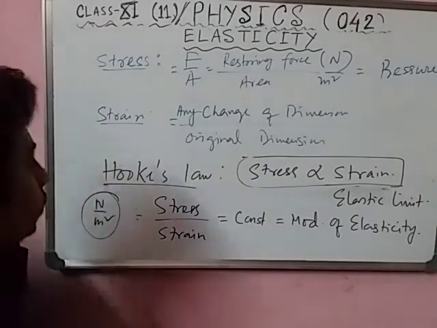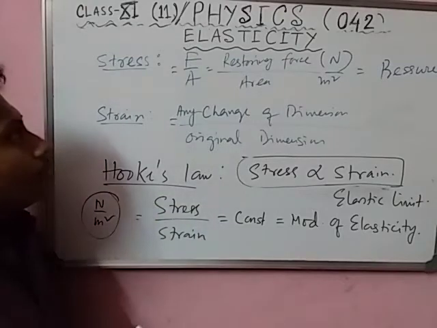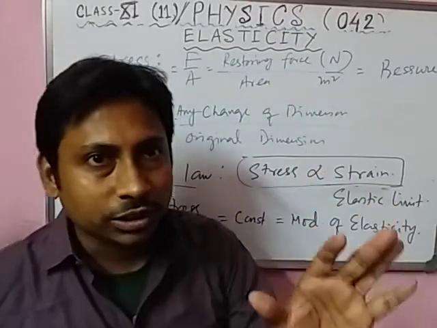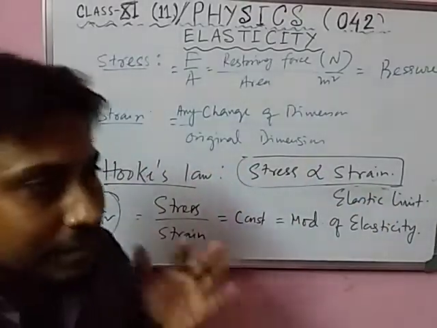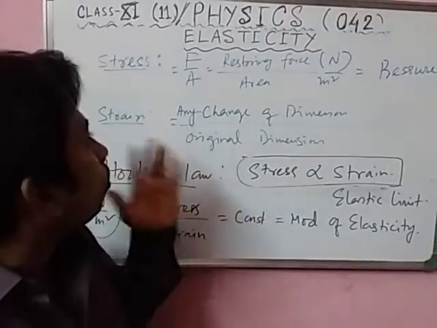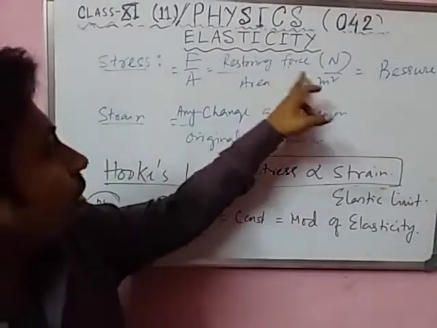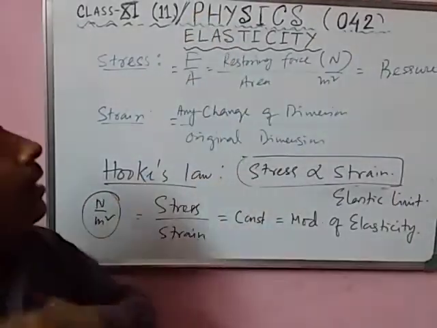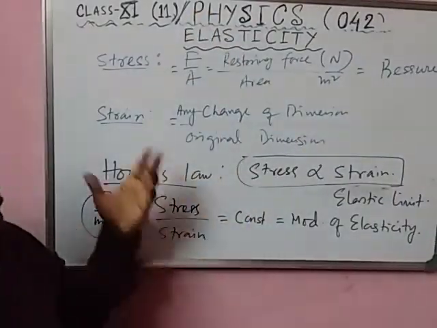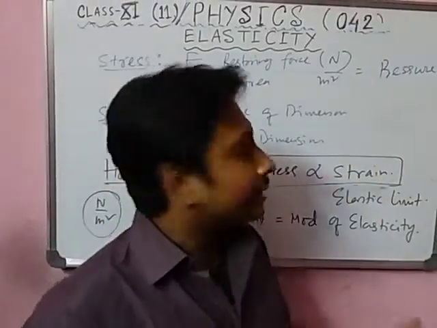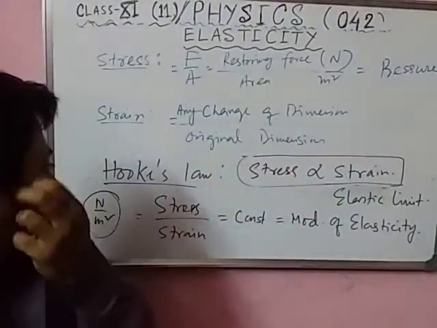Okay. So, very important: Hooke's law. First of all, what is called stress? Stress means restoring force by area. Pause the video, write it down, and please prepare. Better you say with me: stress means restoring force by area, Newton per meter square. Restoring force means the internal force. And what is called strain? Any change of the dimension by the original dimension. So this is called strain.